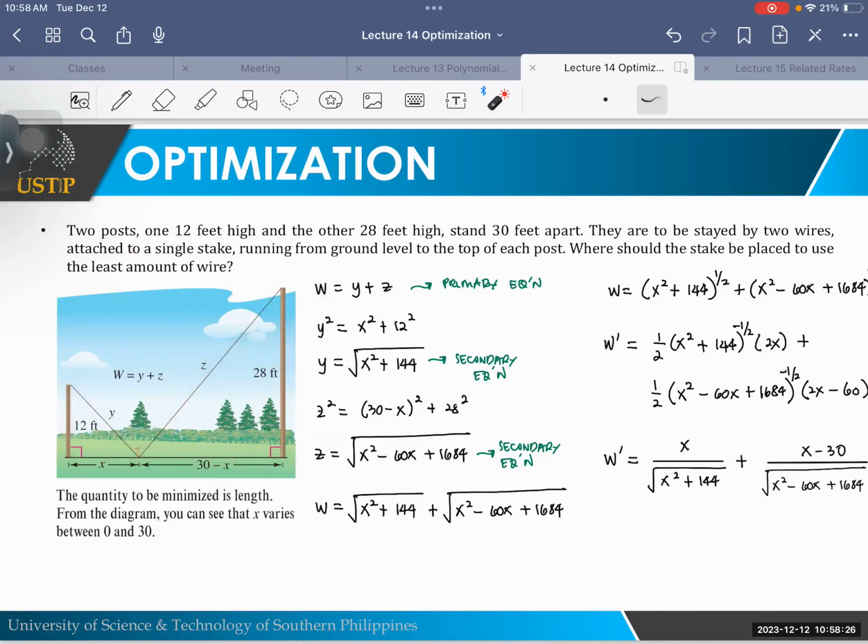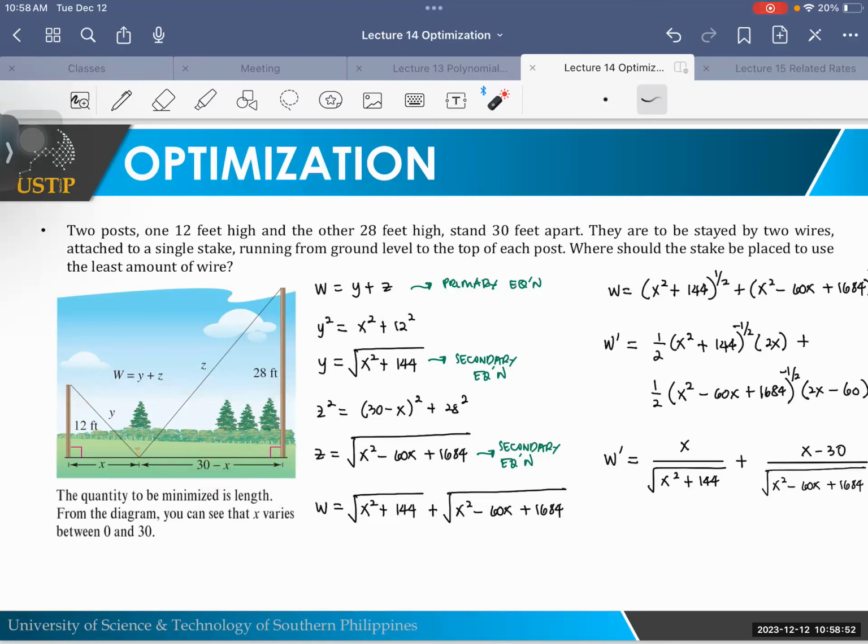Now, since this is 30 feet, we can assume that x is the length from the left to where you place your stake. So, if that is x, class, what is the length of this? That is 30 minus x. Again, they are 30 feet apart.